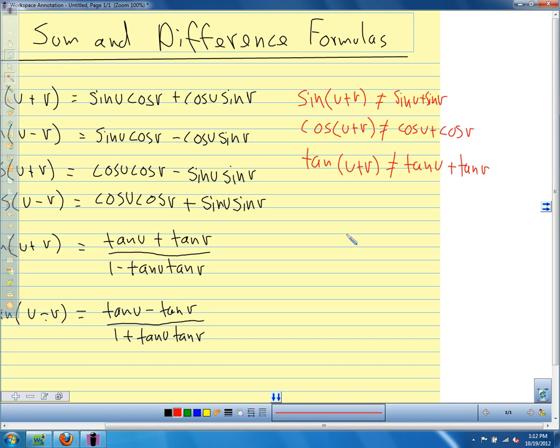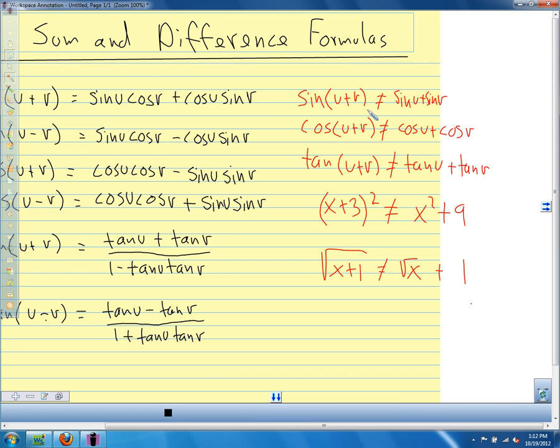These are like saying that x plus 3 squared is x squared plus 9. It doesn't work that way. It would be nice if it did, but it doesn't. Or this is like saying that the square root of x plus 1 is the square root of x plus 1. It doesn't work out that way. So don't make these mistakes. The formulas are more complicated.